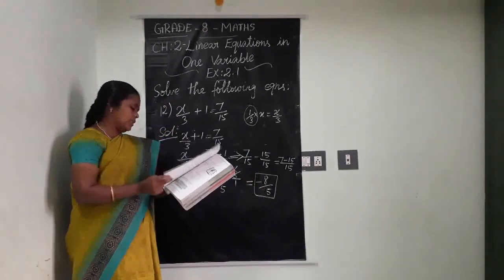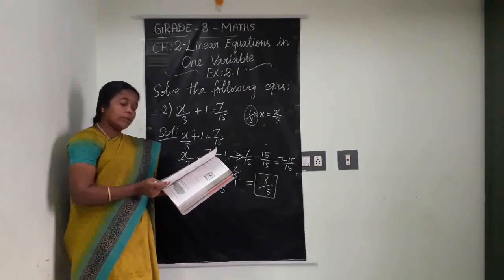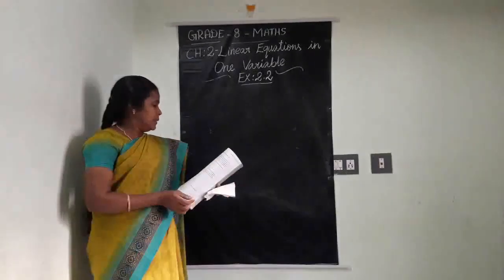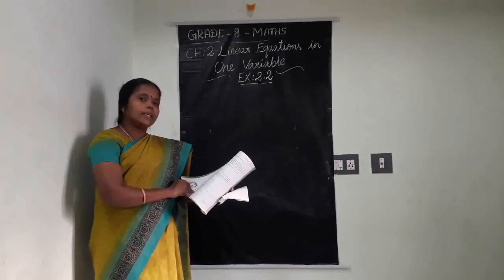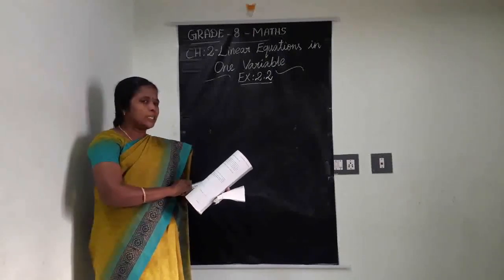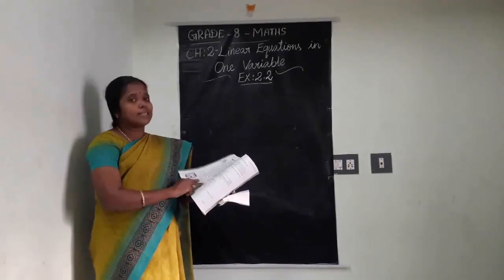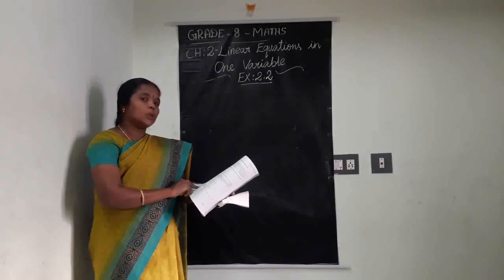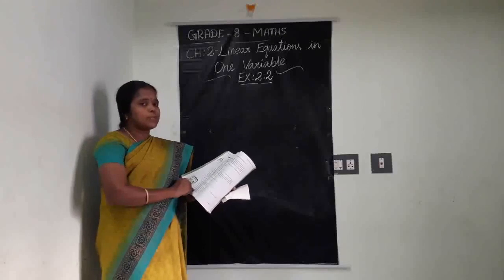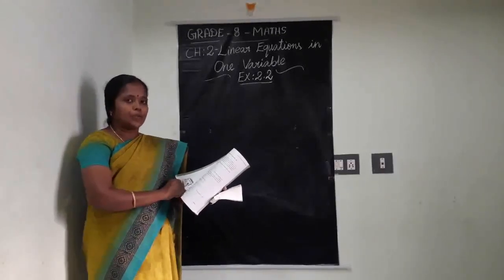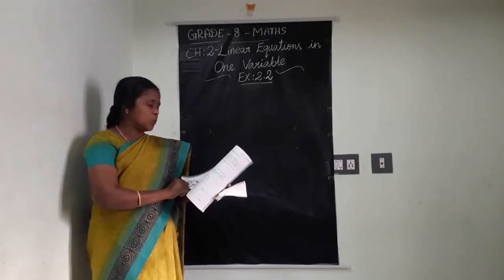Exercise 2.1. 12 questions are there. Few questions I have solved. You have to solve the remaining questions in your classwork note. In exercise 2.2, solving equations are given, word problem based. We will solve a few easy questions now. Clear? In exercise 2.1, direct equations were given. I taught you how to solve them. Now in exercise 2.2, word problem based equations are given that we have to solve. Okay, many questions are there. Few easiest questions I am going to solve in this class.